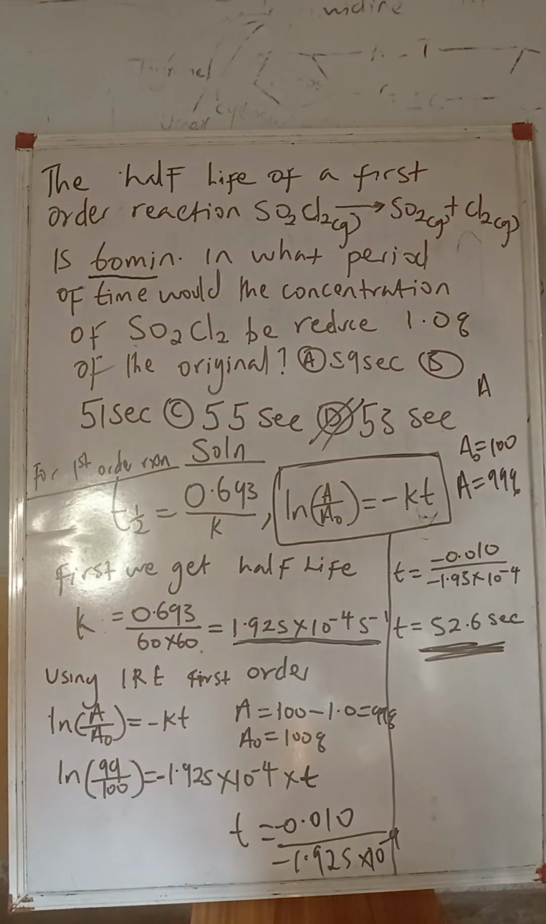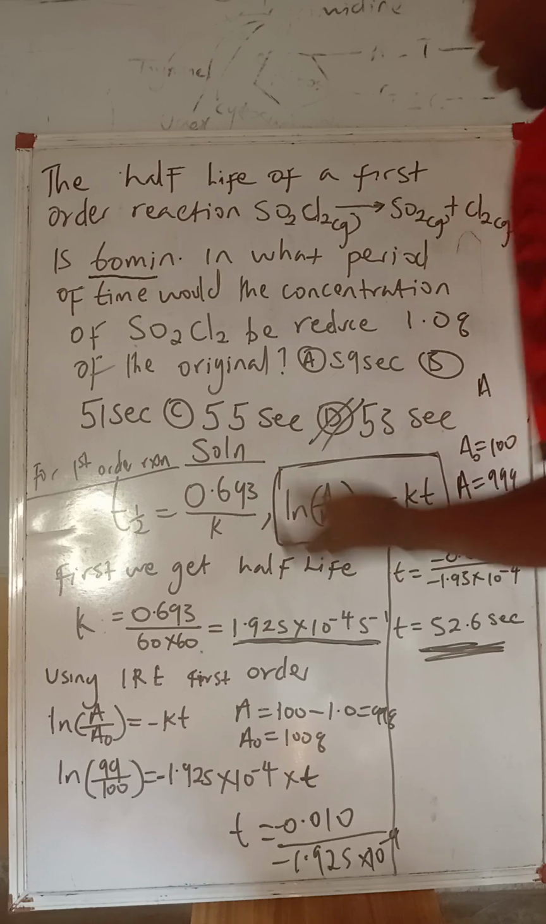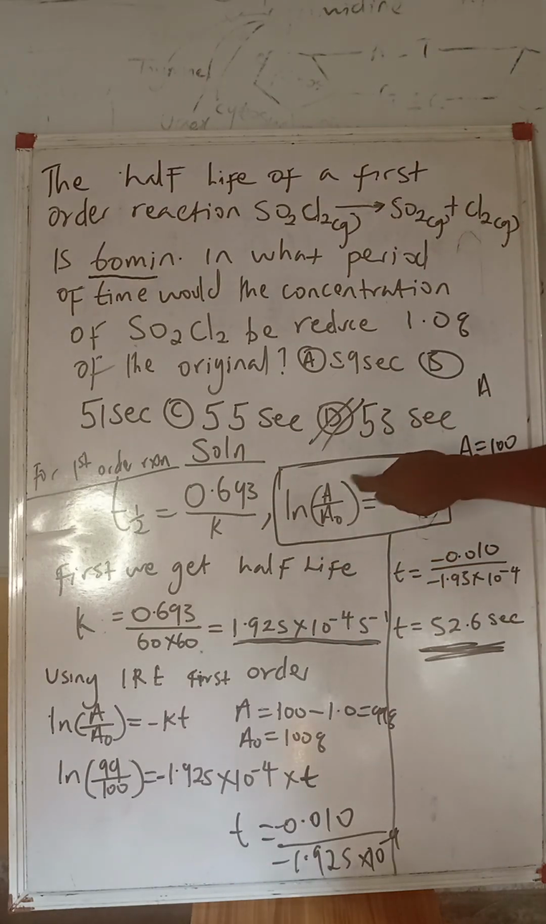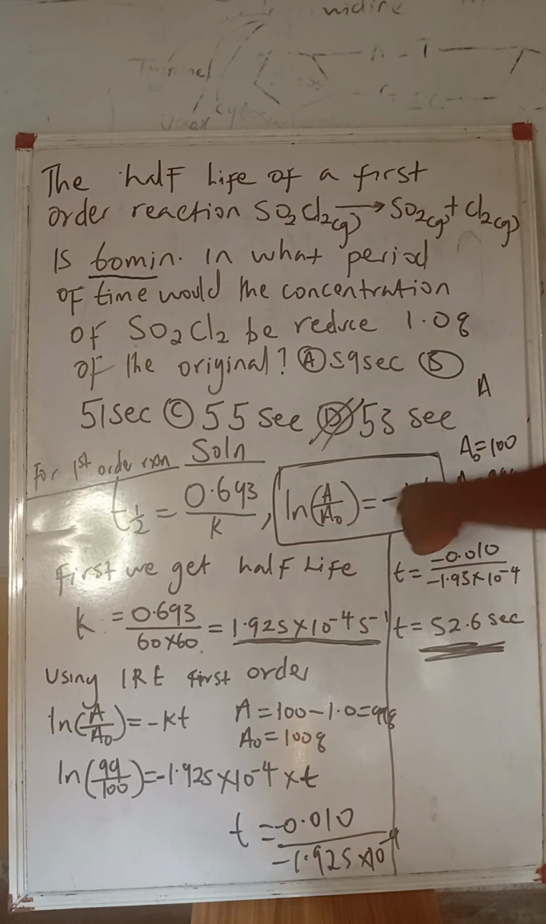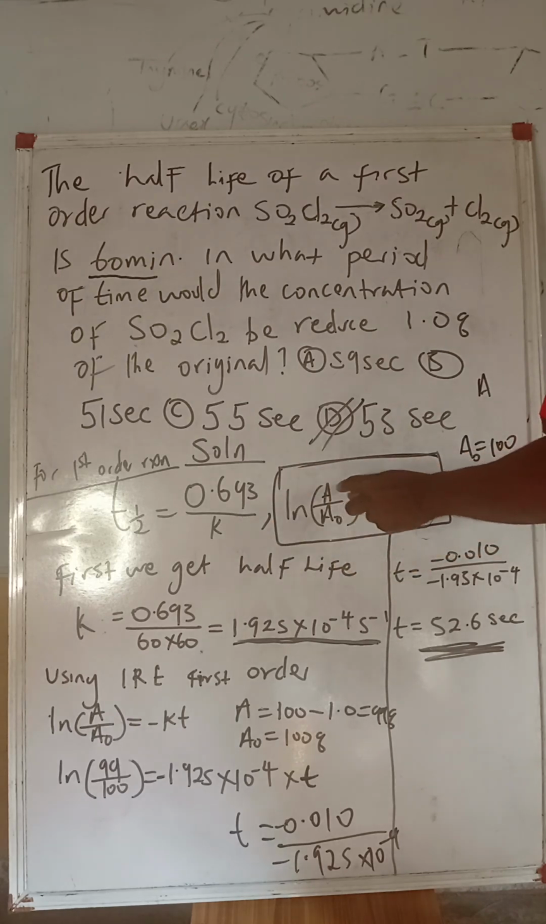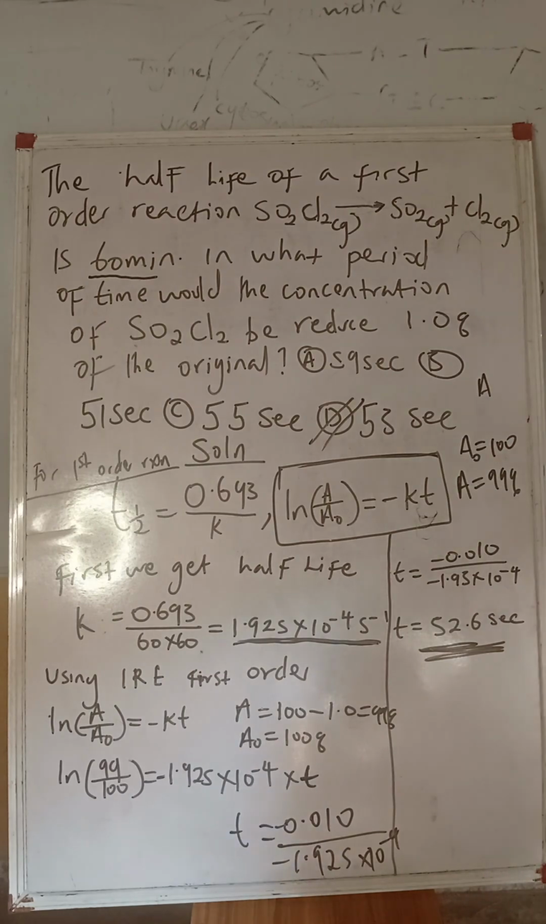Half-life. Sometimes they can ask you, given that the half-life is this, what is the rate constant for this first order reaction? You can use this formula. Sometimes they'll say, at what time will the concentration of A be reduced by 10%? Now your original will be 100%, reduced by 10%, final will be 90%. You can start solving. They might give you the rate constant, or you find the rate constant yourself. That's how to solve this kind of questions, and it's very easy.